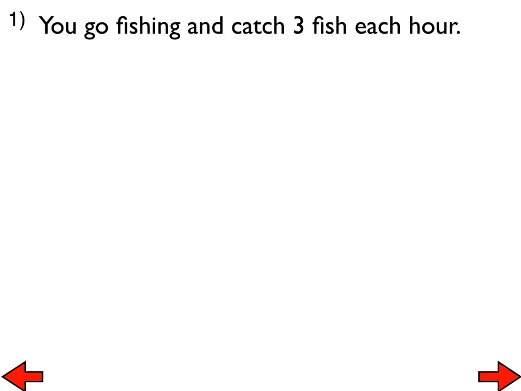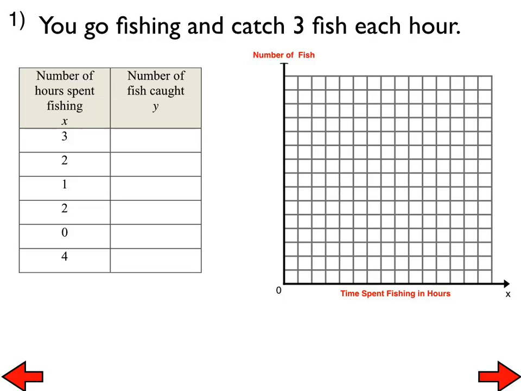All right, let's take a look at number 1. You go fishing and you catch 3 fish each hour. So here we have a table, and in that table I have some x values for the number of hours spent fishing. I would like you to finish filling out that table. Remember, you go fishing and you catch 3 fish each hour, so you should be able to easily finish off the table. And then I want you to take those ordered pairs and plot them on the coordinate plane.